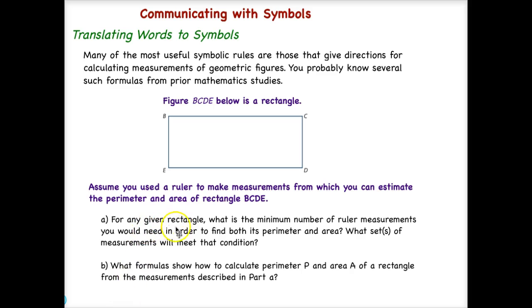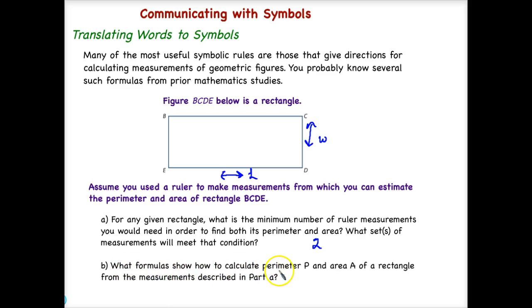A. For any given rectangle, what is the minimum number of ruler measurements you would need in order to find both its perimeter and its area? Well, to be efficient, you would really only need 2. So what sets of measurements will meet that condition? What are the 2 measurements? Well, we would need to measure this distance here, which we could call our length, and this distance here, which we would call our width. Why is it we only have to measure one length and one width? Because a rectangle has 2 sides that have the same length and 2 sides that have the same width.